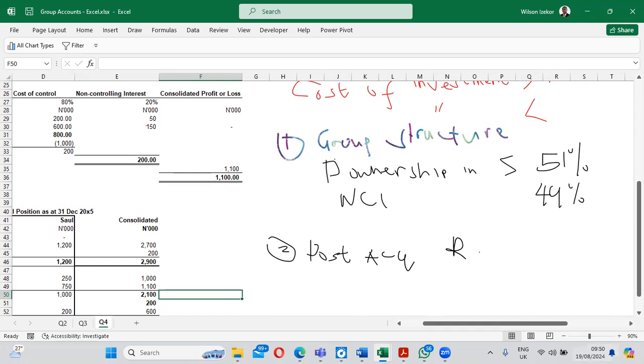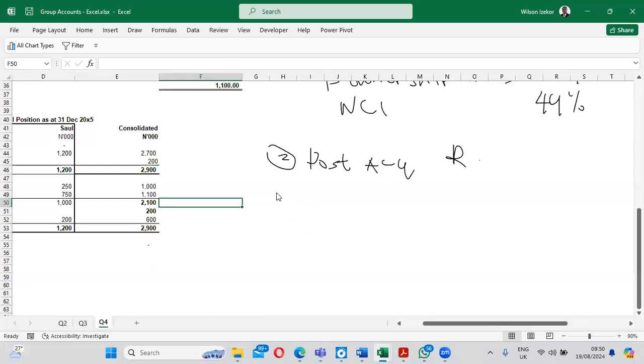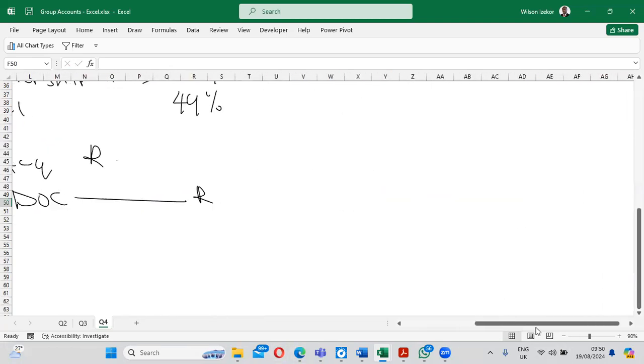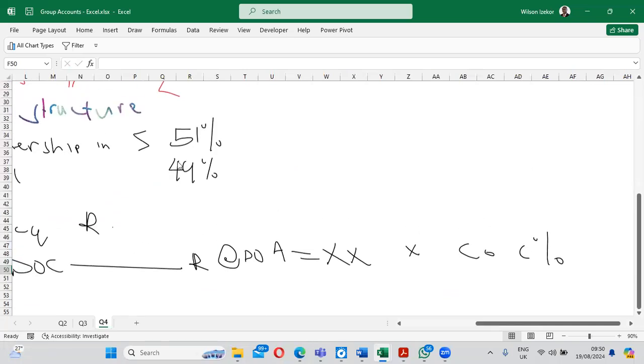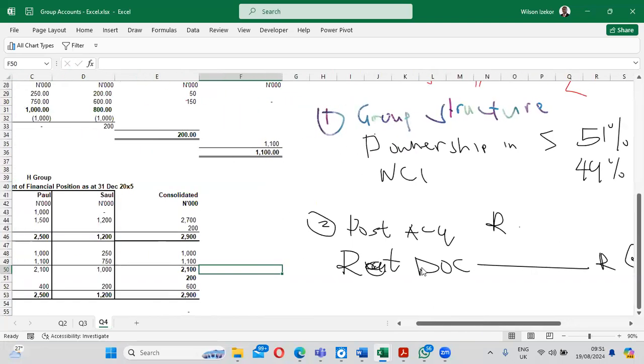Basically, your post-acquisition reserves is very simple. It is just your reserves at the date of consolidation minus your reserves at the date of acquisition. So whatever figure you get here, let's say it is the excess amount, you have to multiply this figure by the cost of control percentage we are talking about here, which is this 51%. So that's the principle we applied there.